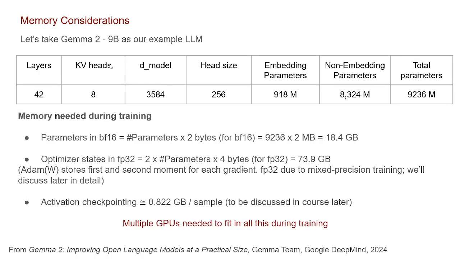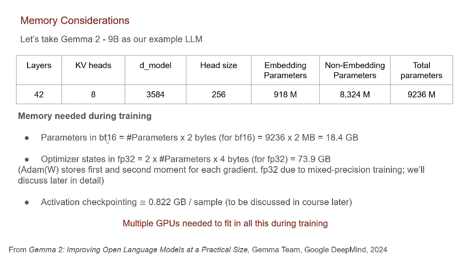So we have looked at the throughput and latency with respect to batch size. Let's also look at how much memory is needed during inference. Even before we do that, maybe first let's look at the training phase. So let's take a Gemma 9 billion model. From its report, which is given here, I pulled up these numbers. So it has these many layers, heads, embedding dimension, head size, and so on.